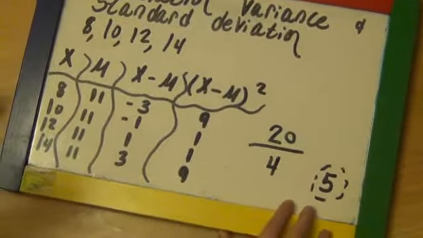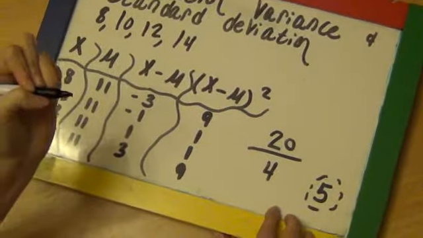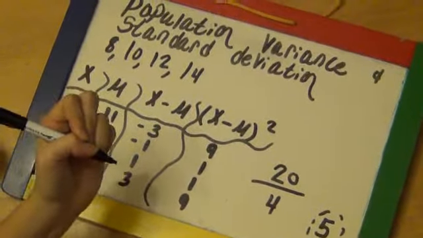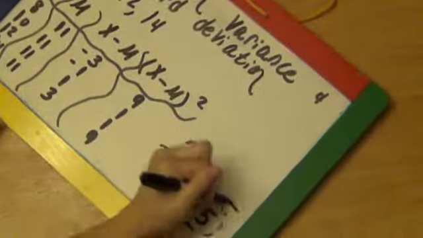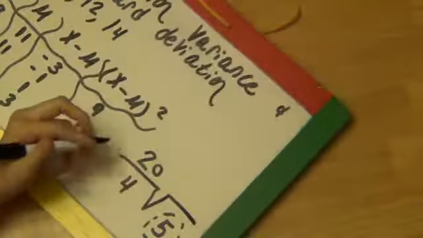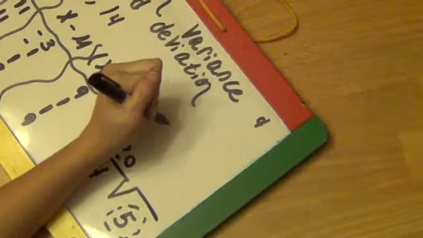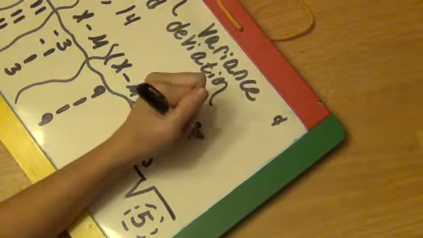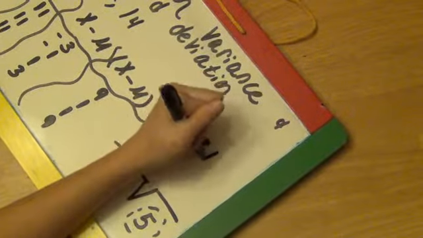If you know the variance, you can quite easily find the standard deviation. To find the standard deviation, once you have the variance, all you have to do is find the square root. So the standard deviation for this problem is 2.24.